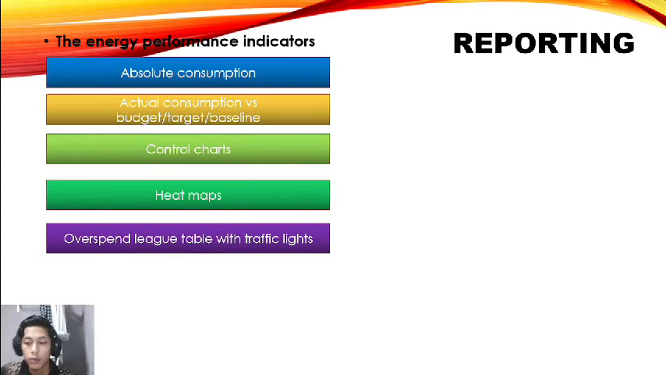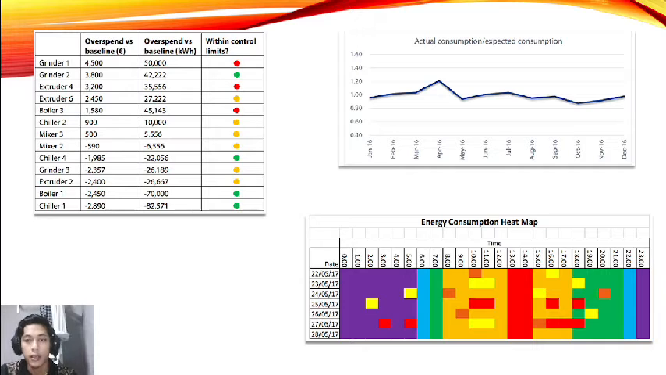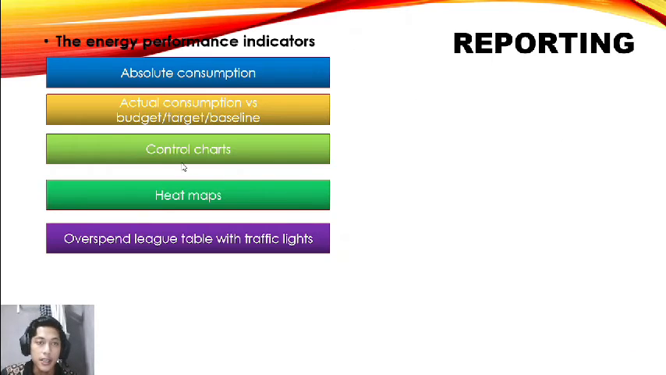So we go to the next slide. Okay, this is the graph of actual consumption versus expected consumption from January 16 until December 16. So the next is the control chart. Actual consumption, or the difference between the actual and the baseline consumption, can be displayed in a control chart.